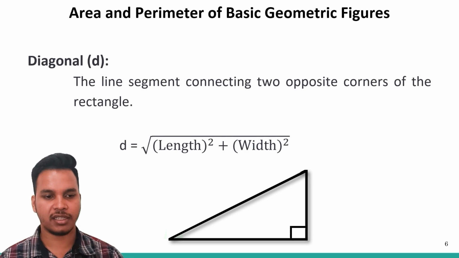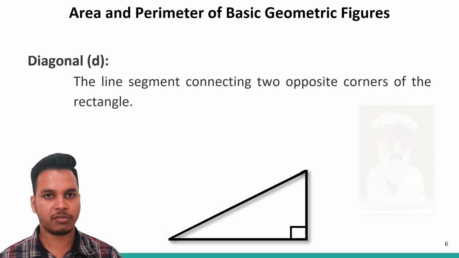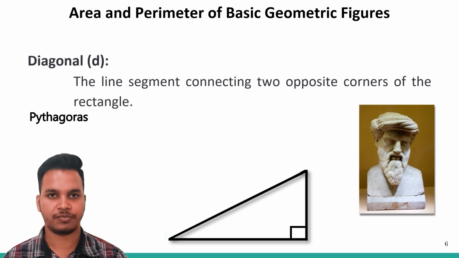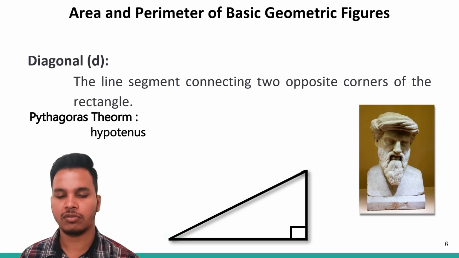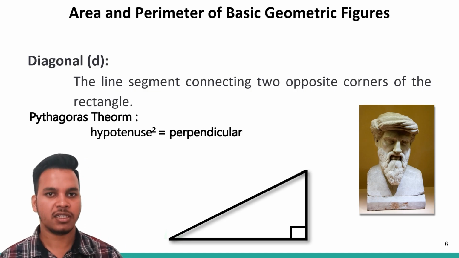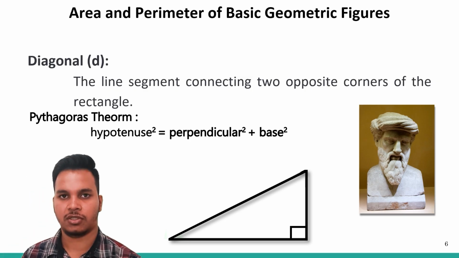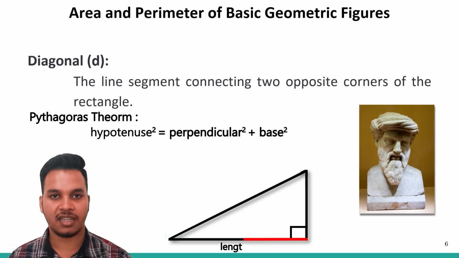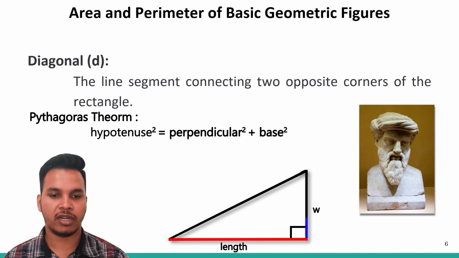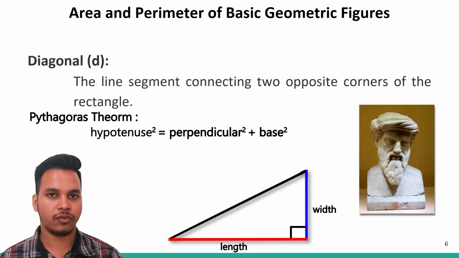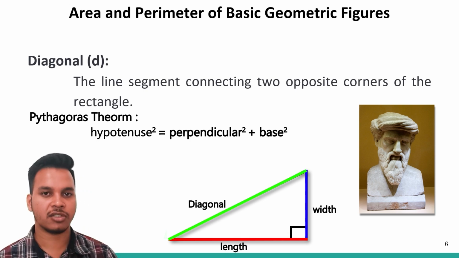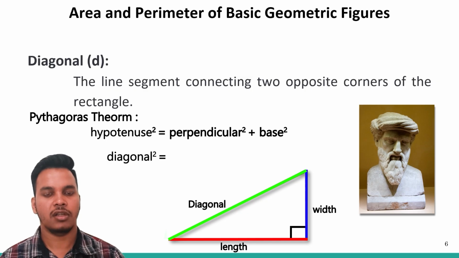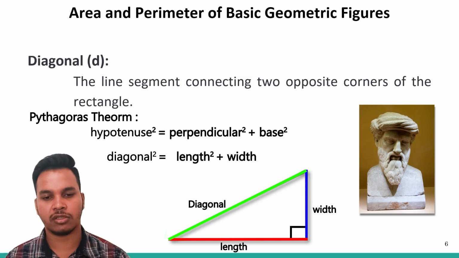So just look at this right angle triangle and try to remember a theorem called the Pythagoras theorem. What it told us about a right angle triangle is that the square of the hypotenuse is equal to the square of the perpendicular plus the square of the base. So here the base is the length and the perpendicular is the width. So if we take the diagonal as the hypotenuse, then diagonal square is equal to length square plus width square.